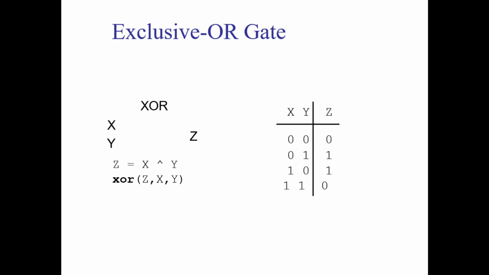So we have XOR, the exclusive OR gate. X, Y, and Z.